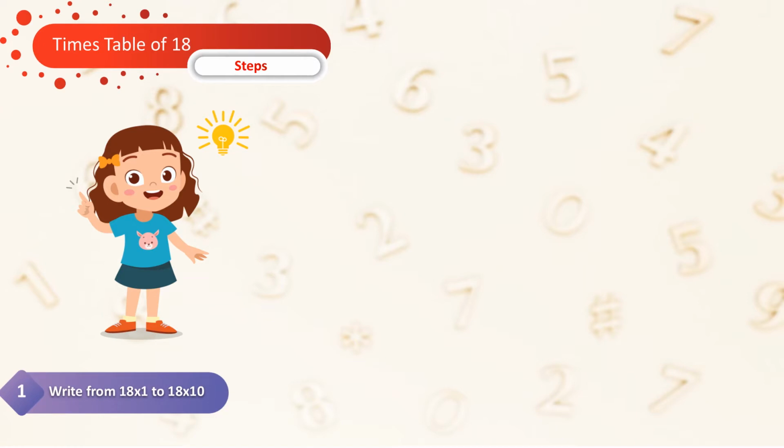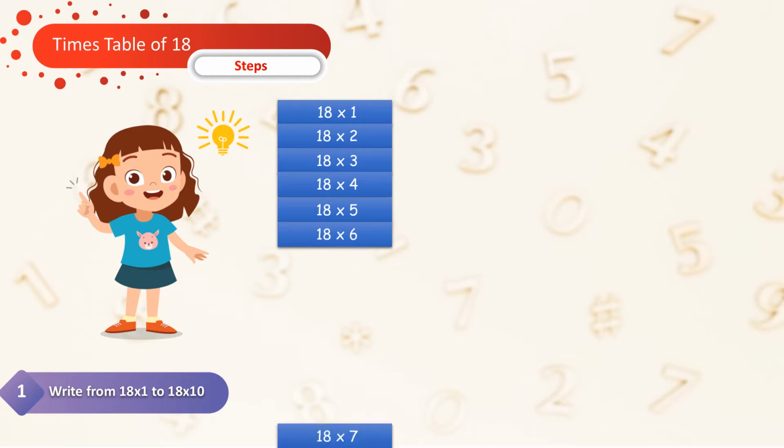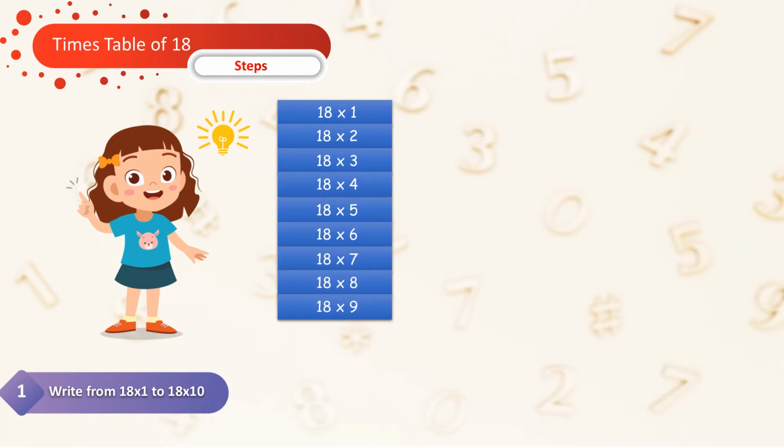Step 1 is to write on the board from 18 times 1 to 18 times 10. 18 times 1, 2, 3, 4, 5, 6, 7, 8, 9 and 10. Step 1 is complete.